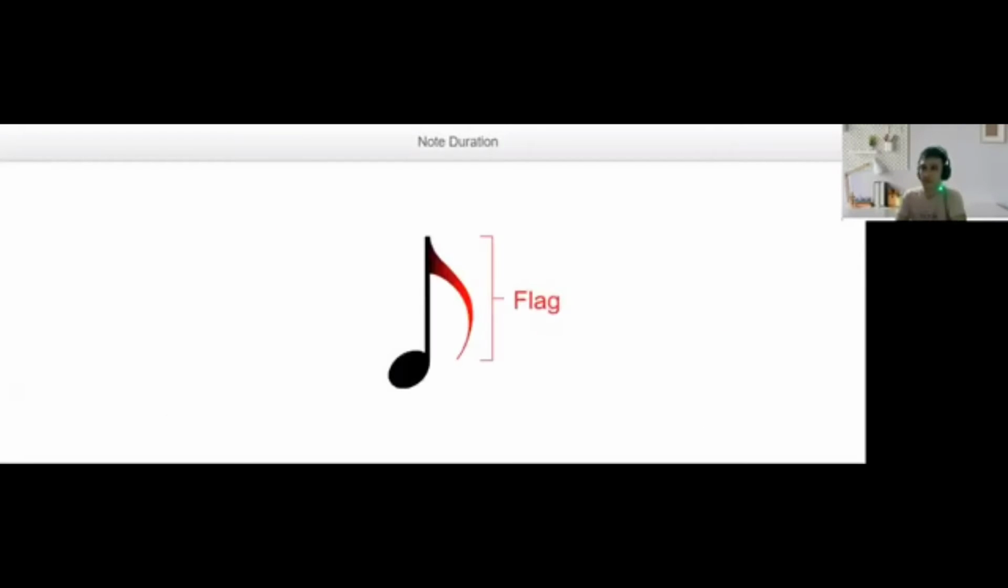Let's first discuss the parts of a note. As you can see, the parts of a note are a flag, another term is a hook, a body or a stem, and also a head of a note. Note that notes of smaller duration than a quarter note have flags. Each flag is half the value of a note.